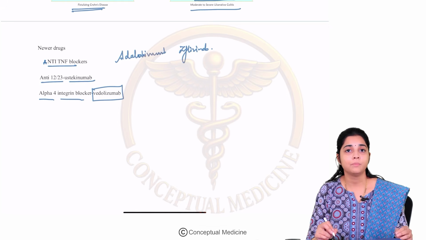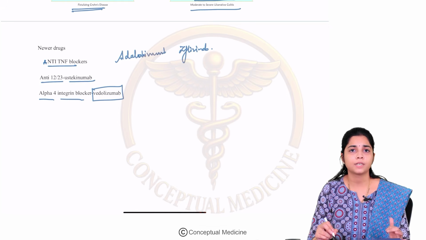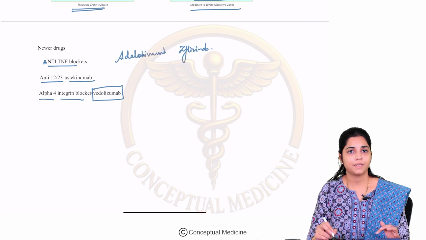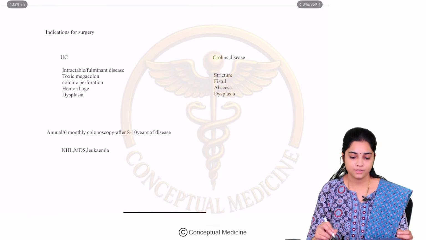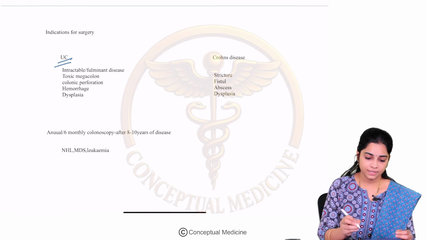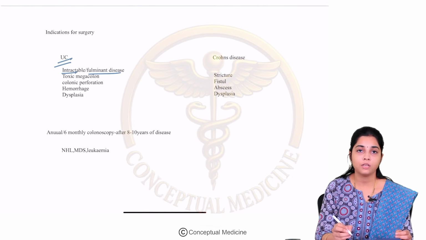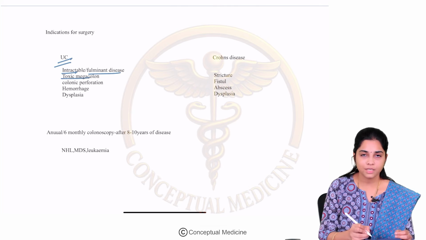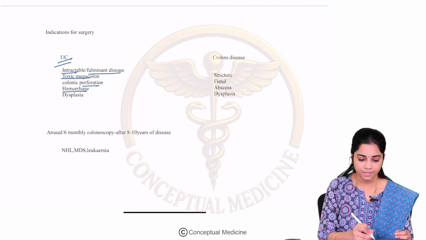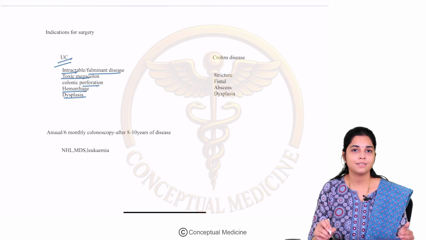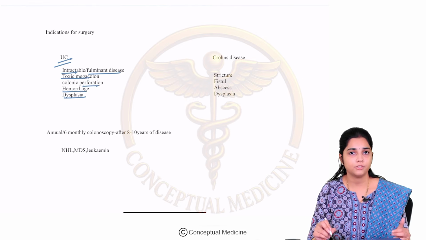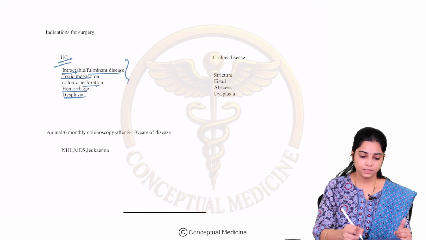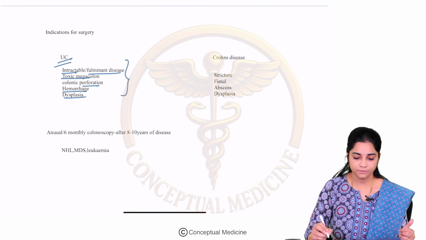So these are newer agents which are used in the management of inflammatory bowel disease. Now we have looked at the medical management. Let us understand what are the indications for surgical management of inflammatory bowel disease. So what are the indications for surgery? In ulcerative colitis, if it is an intractable or fulminant disease, if there is toxic megacolon, if there is perforation, hemorrhage, dysplasia, whenever there is dysplasia, you will have to remove because there is a high risk of transformation to malignancy. So these are all the indications for surgery in ulcerative colitis.